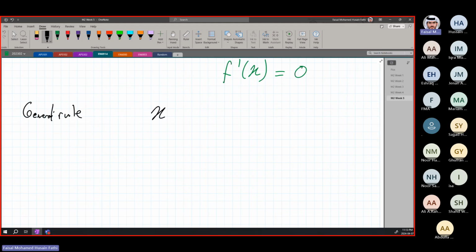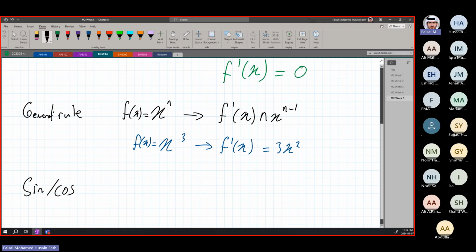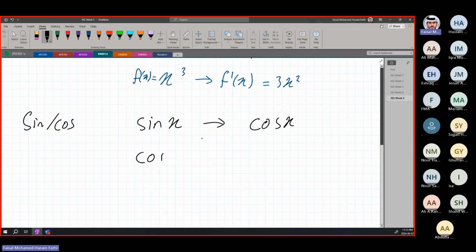If you have x to the power of n, f of x is equal to x to the power of n, this will be f prime of x is going to be n times x to the power of n minus 1. Example, if we have x cubed, f of x is equal to x cubed, f prime of x is going to be 3x squared. This is the easiest one. Then we have sine and cosine. Sine x becomes cosine x. All right, and then we have cosine x which becomes minus sine x. These are the things you need to remember.